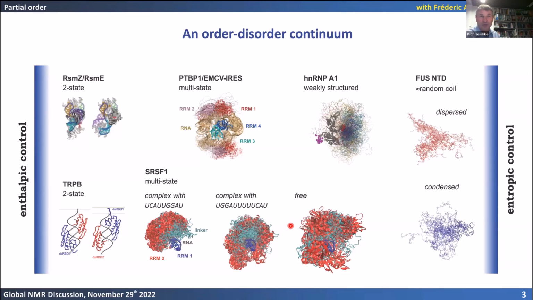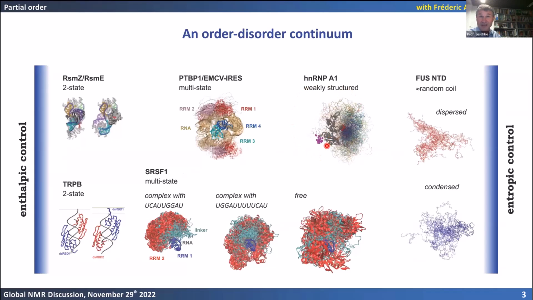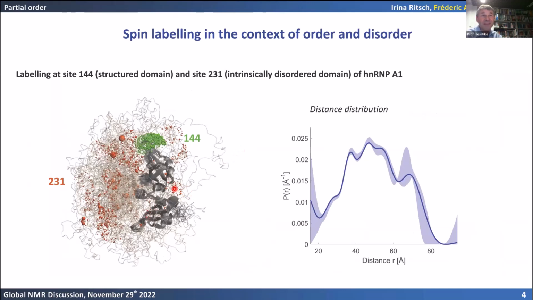Now, the first thing I want to show is why we can do this with distance distributions, why we need the EPR part, basically. And here is a picture of one of these proteins. I go back a little bit. This one, HNRNPA1, in this case not in complex with RNA, just a protein, the free state. It has one part which is structured, which is again a combination of 2 RNA recognition motifs, and one part which is largely unstructured if the protein is in isolation.